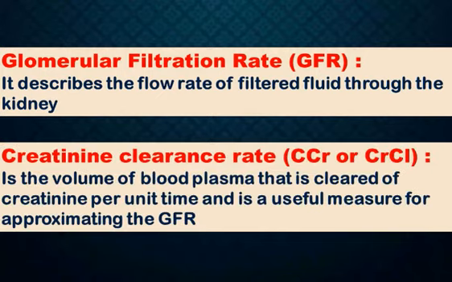While the creatinine clearance rate is the volume of blood plasma that is cleared of creatinine per unit time. Of course, when we say rate, it is time. And it is a useful measure for approximating the GFR. So we have what's called the real GFR, and we have what's called the approximated or estimated GFR. We can assess the estimated GFR by knowing the creatinine clearance rate.